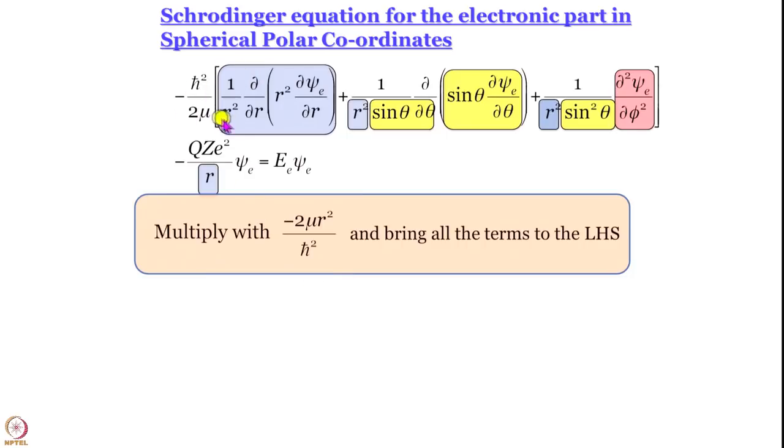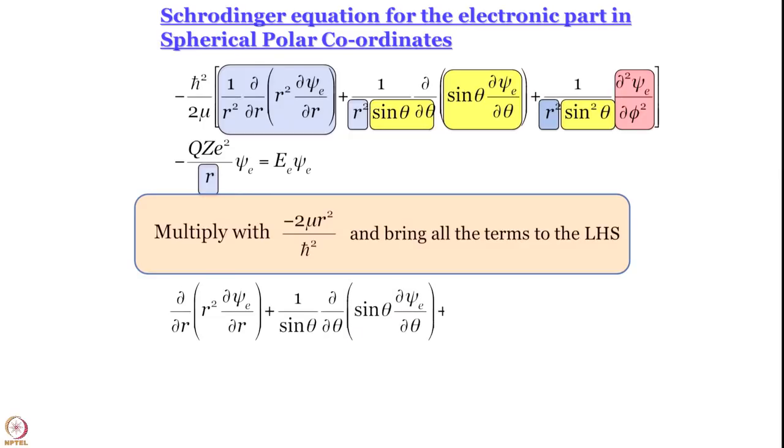Because I have this minus ħ² by 2μ on this side, and here we have r² multiplied by sin θ dφ. So, if you do this, then at least a little bit of cleaning up is there. The first term becomes ∂/∂r operating on r² ∂ψ_e/∂r. The second term becomes, well, now this r² is gone, 1/sin θ ∂/∂θ operating on sin θ ∂ψ_e/∂θ.